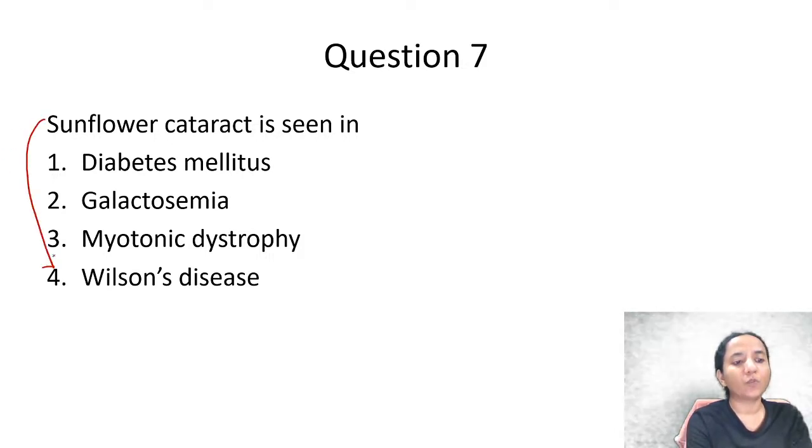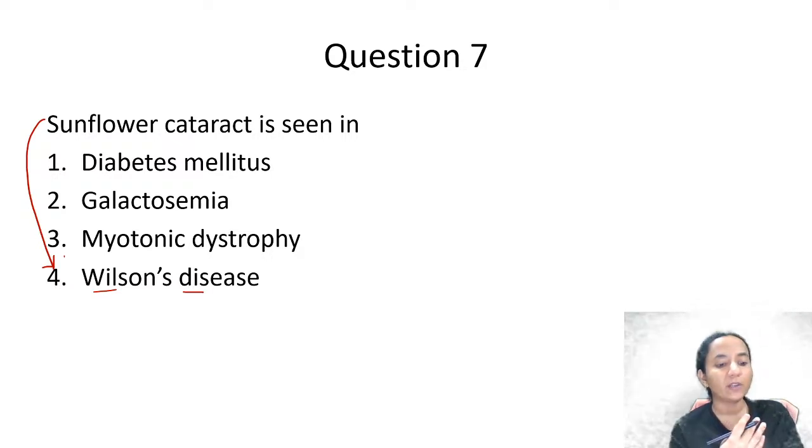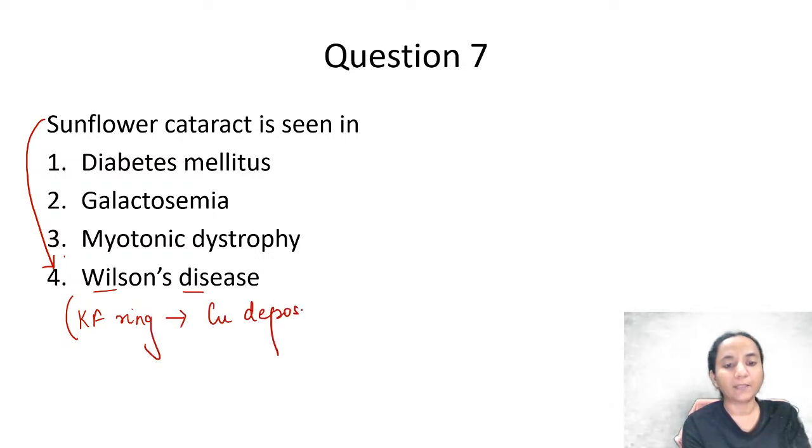It is due to Wilson's disease. Now, we all know Wilson's disease is because of deposition of copper. So in Wilson's disease, we get to see sunflower cataract. What is the other ocular feature seen in Wilson's disease? The other ocular feature is the KF ring, and this is because of deposition of copper at the level of the Descemet's membrane.